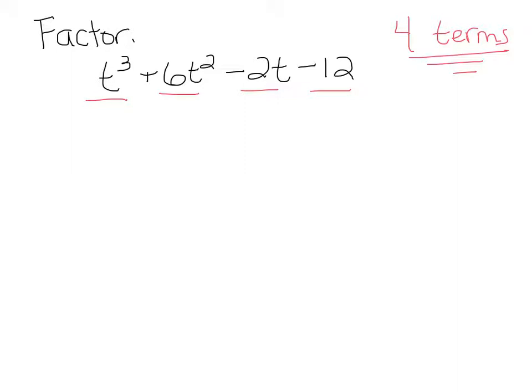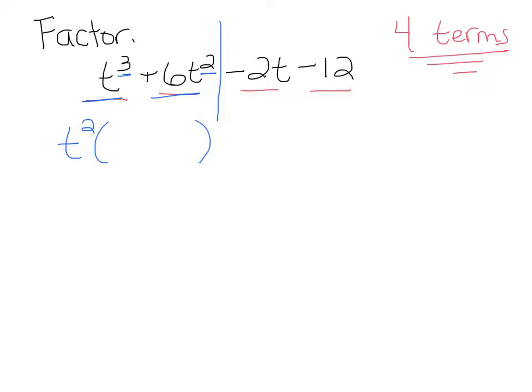In factor by grouping, we're going to separate this into 2 groups. We're going to separate the first half and the second half. In the first half, we want to factor out the greatest common factor. What do the 2 terms, t cubed and 6t squared, have in common? Well, they both have t, and we want to factor out the smallest exponent. When we're dealing with 3 and 2, the smallest one will be t squared. So we're going to factor that out.